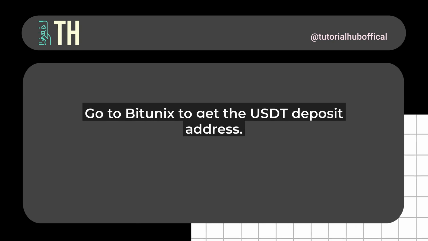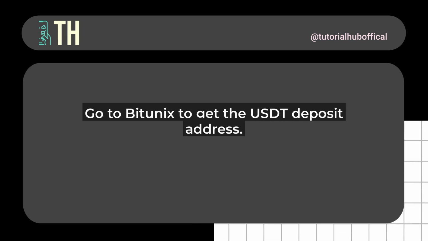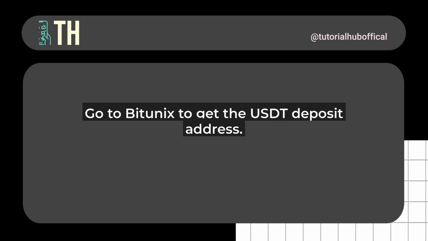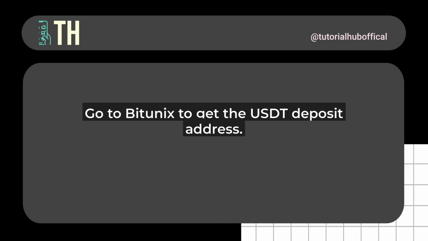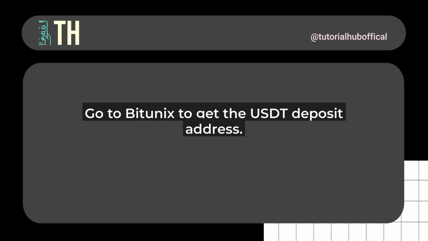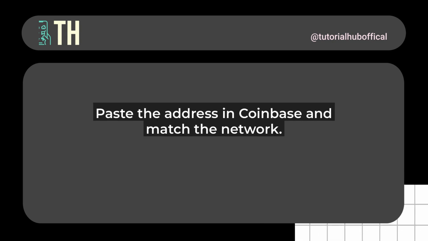Step 3. Switch to your Bitunix account. Log in, go to the Deposit section, and select USDT. Make sure to choose the correct network, like ERC20, as USDT is often on the Ethereum blockchain. Copy the deposit address provided. It should be a long string of characters.